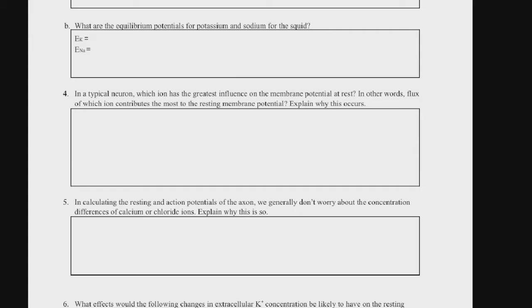For sodium, we have that same constant, and we have that same ion valence. And we're going to multiply that by the log of ion concentration out over ion concentration in. For sodium, that was 150 extracellular over 15 intracellular. And that is equal to a positive 58 millivolts.